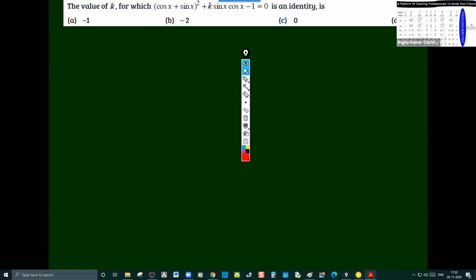Just see this. The value of k for which (cos x + sin x)^2 + k sin x cos x - 1 = 0 is an identity. I am discussing some higher level questions, some previous questions here. The problem we discussed previously is a previous IIT-JEE Advanced level question. Long back, not now, long back, it was given.